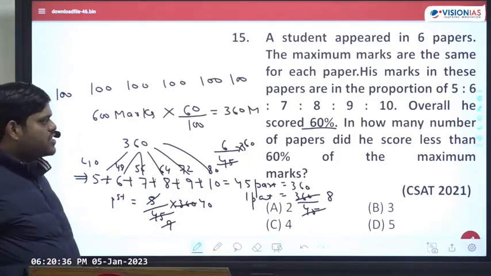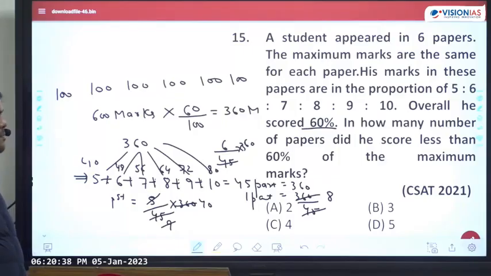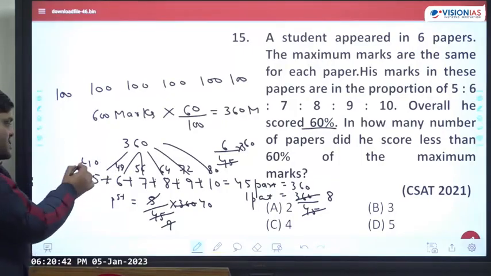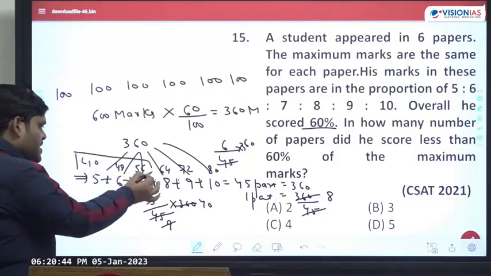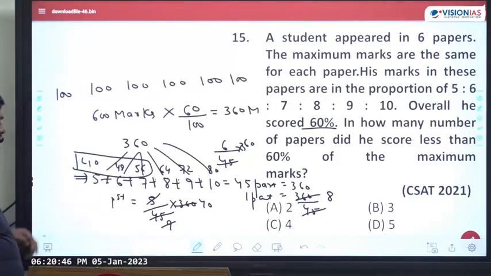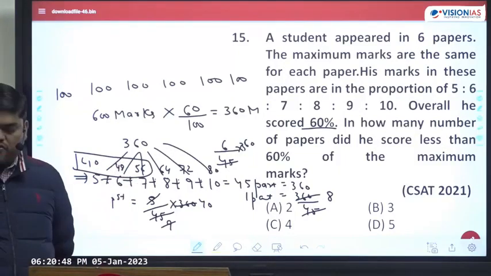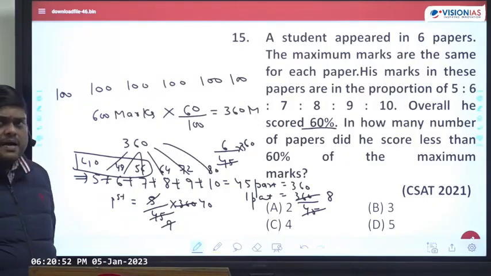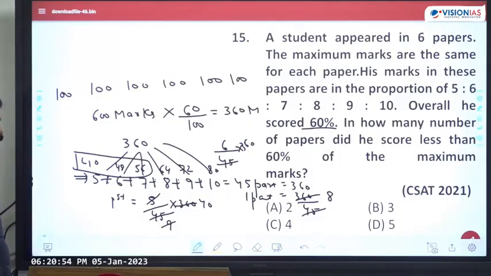So what is the question? The question is, in how many papers did he score less than 60% of maximum marks? Less than 60% of maximum marks means in 3 papers he scored less than 60% of maximum marks.